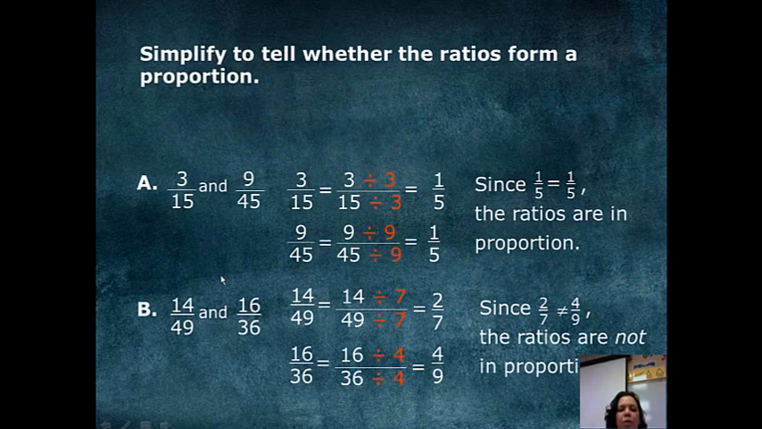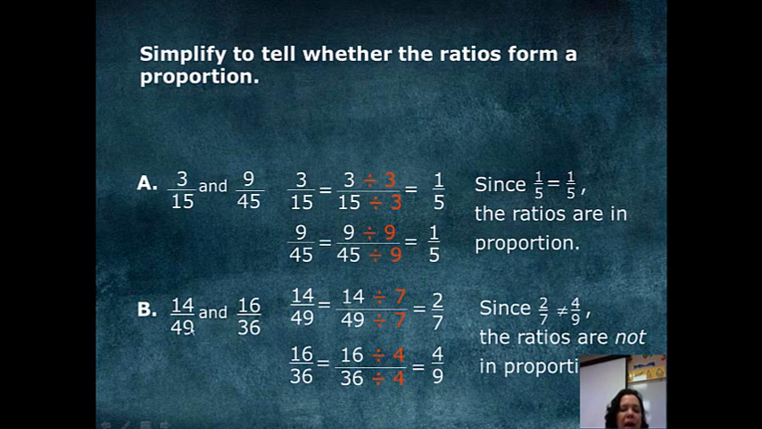Here's another example that you guys can look at and write down in your notes, where we have 3 to 15 and 9 to 45, and we reduced 3 to 15 to 1 to 5. We reduced 9 to 45 to 1 to 5. So therefore, these two are equivalent, and they are also proportional because they were reduced to the simplest form, and they reduced to the same ratio.